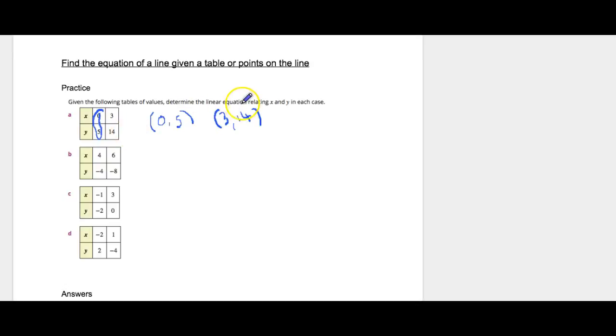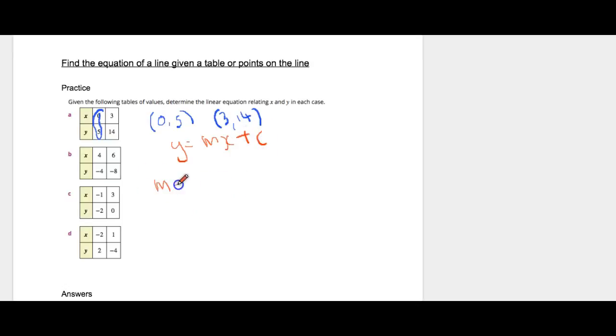Now you can have a table of values that can go forever, but you only need 2 points. So we're just limited to 2 here, which is fine. If you had a larger table, then you would just choose 2 points, okay, because you don't need any more than them. Now remember, the equation of a straight line is y equals mx plus c.